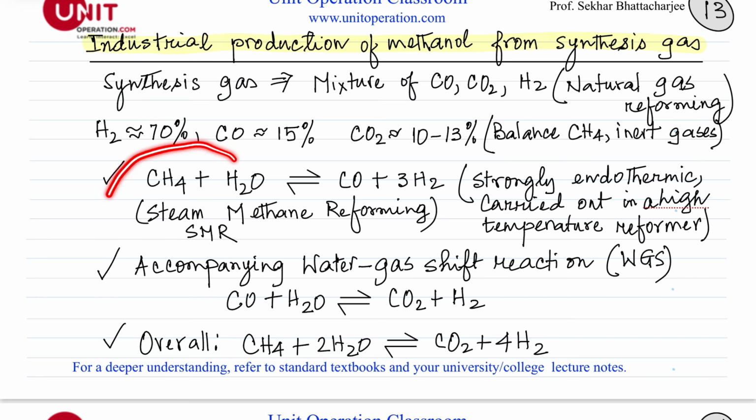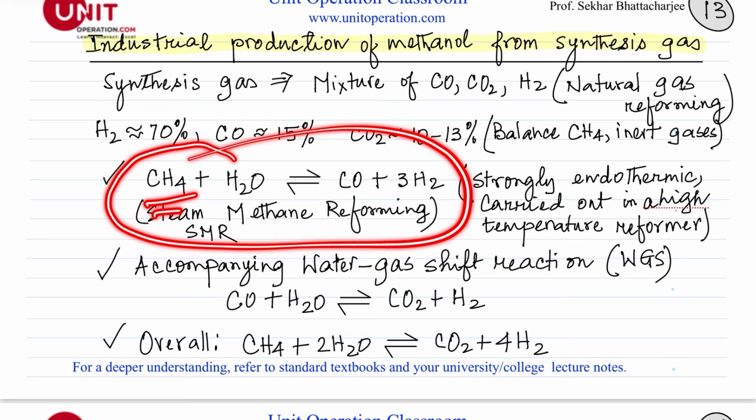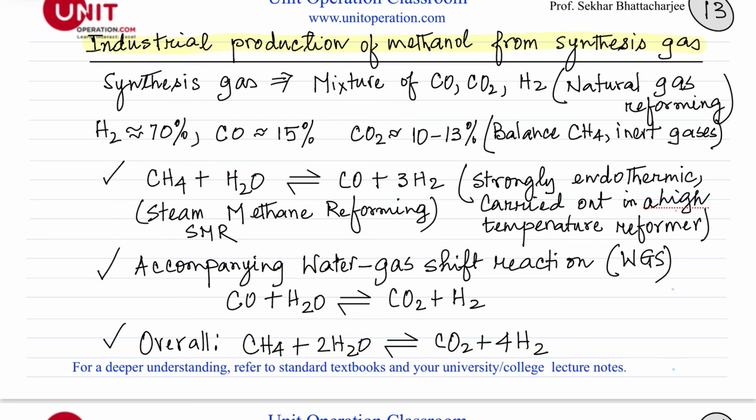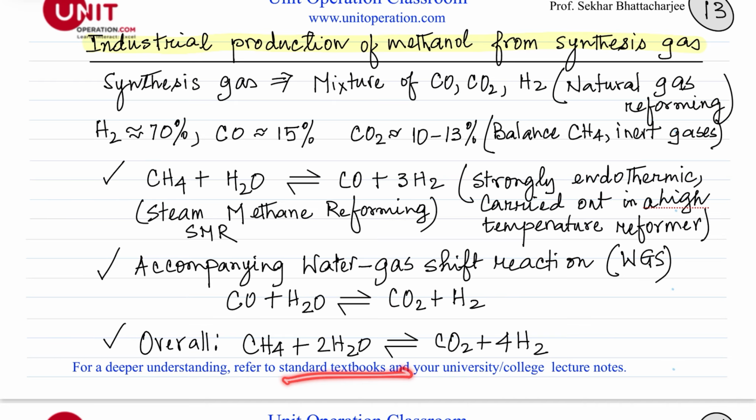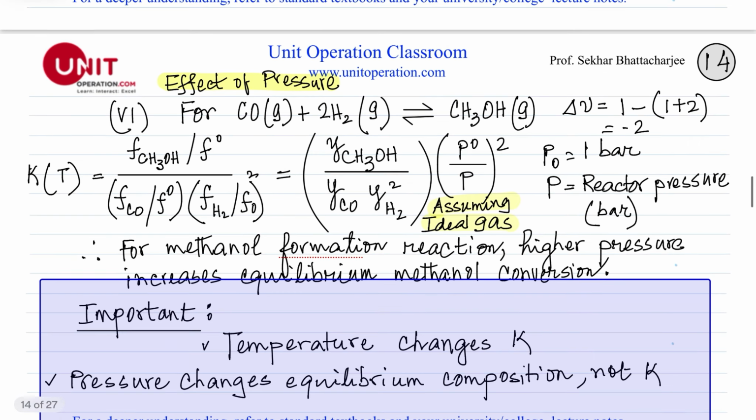So this is the reaction here. This is steam methane reforming, where we get carbon monoxide and hydrogen. This is a strongly endothermic reaction carried out at a high temperature in a reformer furnace. We have seen that in other problems. And there's an accompanying water gas shift reaction, where carbon monoxide reacts with steam to produce carbon dioxide and more hydrogen. So the overall reaction is this. Again, look at standard textbooks. What's the effect of pressure?